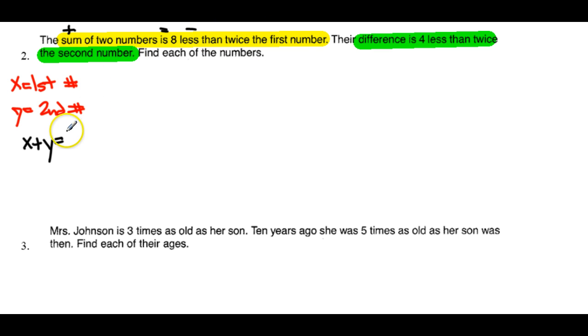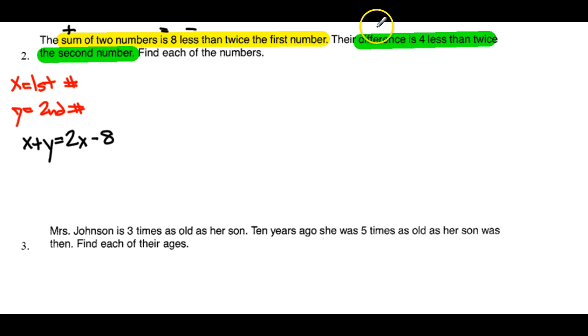The first number is x. So twice the first number is 2x minus 8. This is 8 less than twice the first number. Alright, so to recap, this is the first sentence. The sum of two numbers is 8 less than twice the first number. Okay? Now we're going to go to the second one.